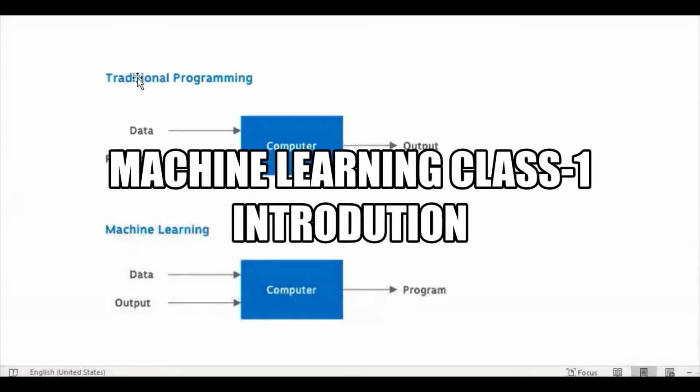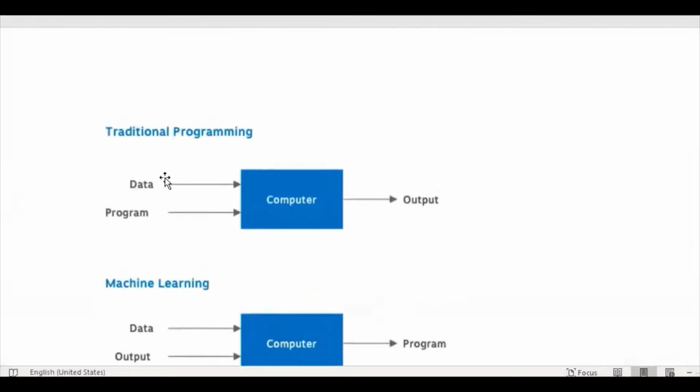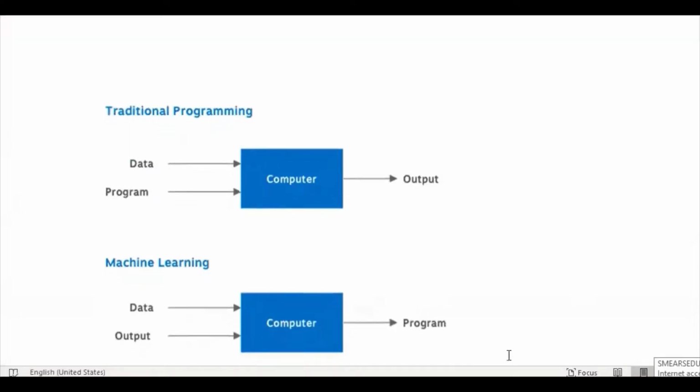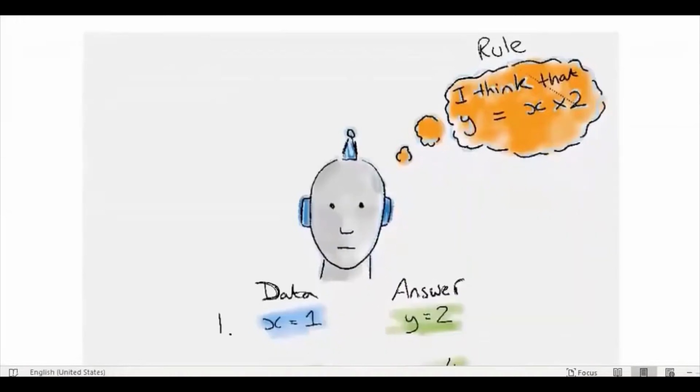When it comes to traditional programming, we give data and a program, and finally we get output. You see the difference here: in machine learning, we give data and output, and we get a program. That is the difference.